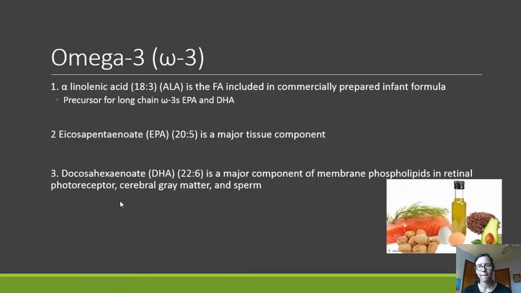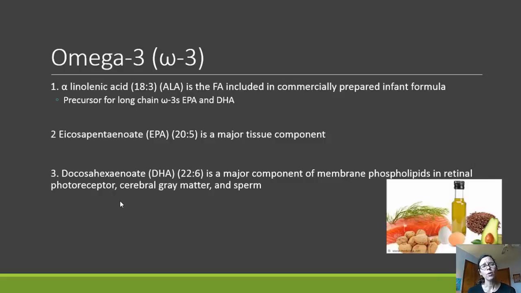Then we have our omega 3s, which I think we all know are of high research interest for their biological properties that we'll talk about today. First we have alpha linolenic acid, or ALA, and this is the omega 3 that's typically included in infant formulas, but on a biological level, the main function of ALA is that it can be converted into the other omega 3s, EPA and DHA.